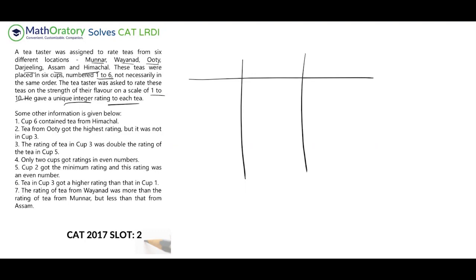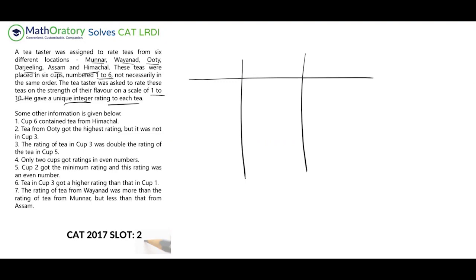If I look at the first information, cup 6 Himachal. So both location as well as the cup number is there. One more thing before I start this: the rating I would never place as a first column. The reason is there are six cups, there are six numbers, and there are six locations, right? But there are 10 ratings. So rating I would never place as the first column, because there's a disparity. I need to choose which ratings to select.